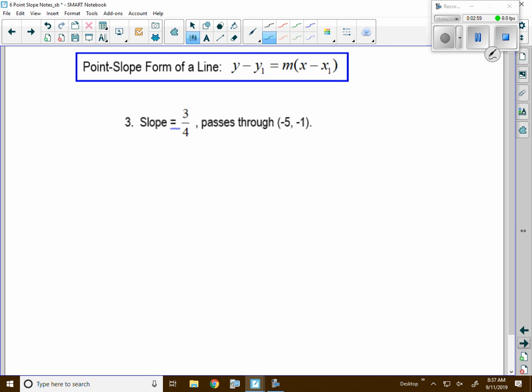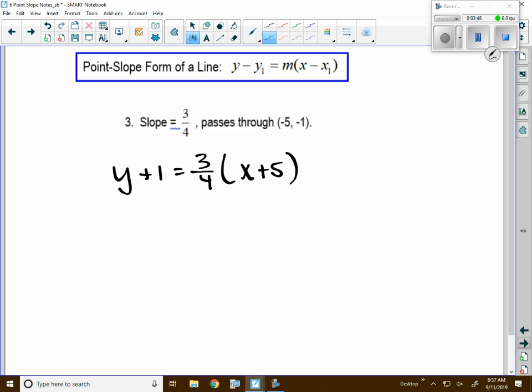Okay. Number 3, same thing. I'll let you go ahead and write this. If you don't already have number 3 written down, go ahead and write that down. Do you agree?